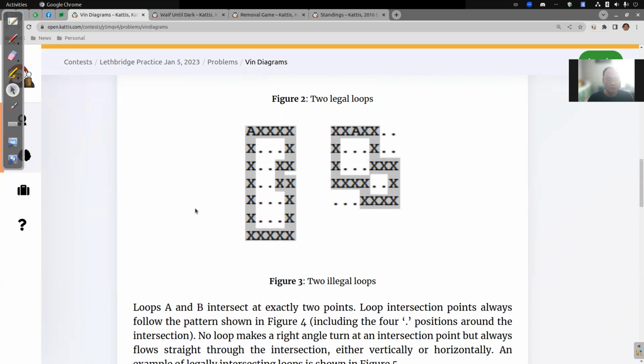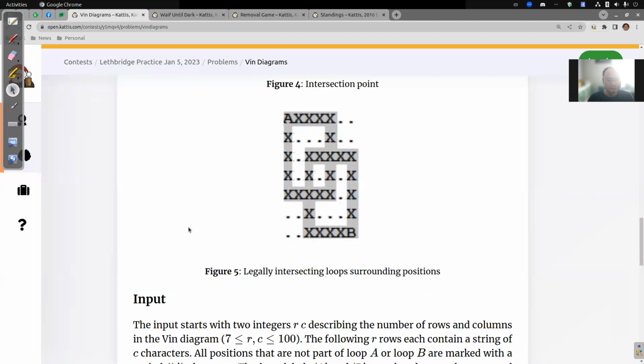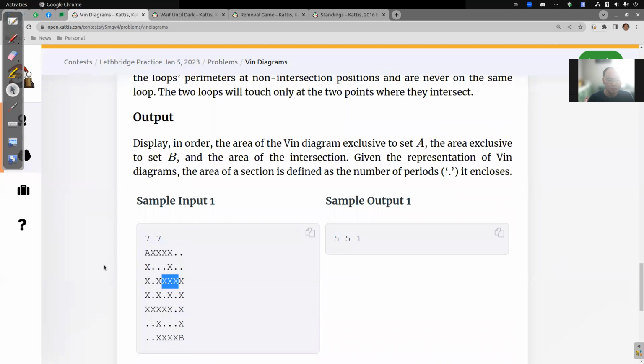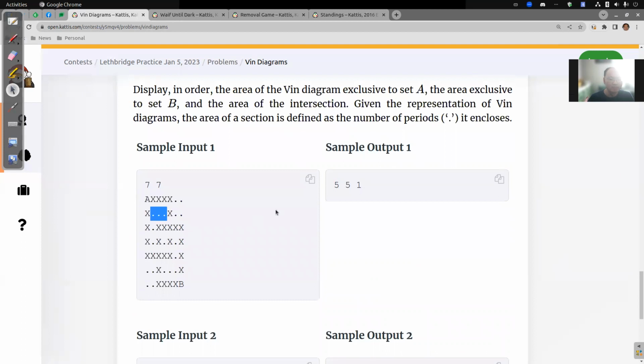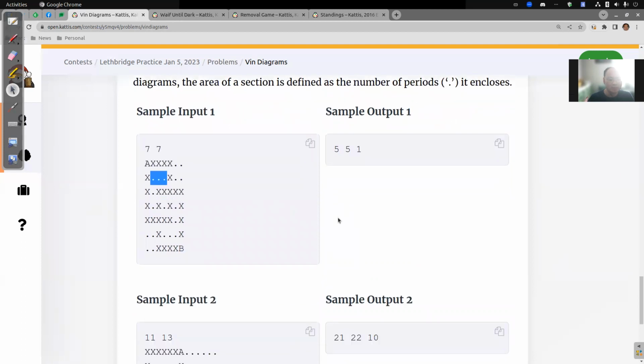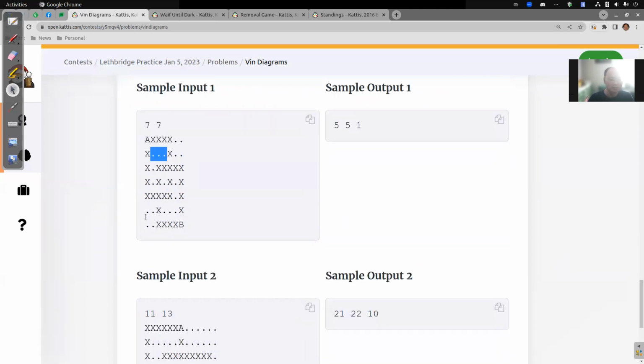So everything is very well specified, and you don't have to worry about too many cases. And the question is, you have to figure out how many of these dots are completely within the A loop, how many of these dots are completely within the B loop, and how many of them intersect. Okay, so this is basically a Venn diagram. You have to figure out how many are in A not B, how many are in B not A, and how many of them are in both A and B.